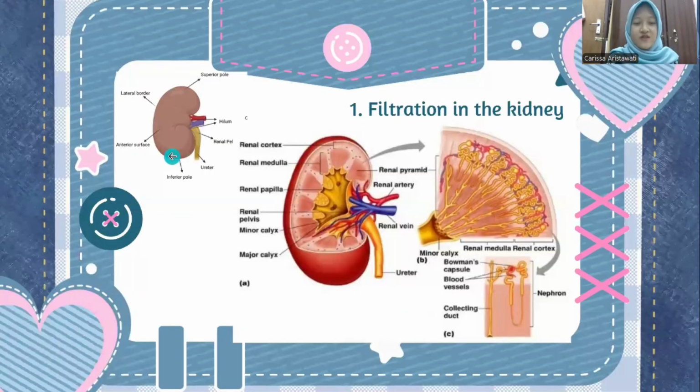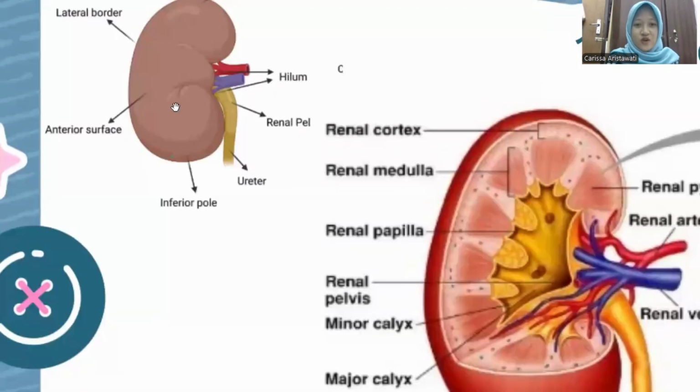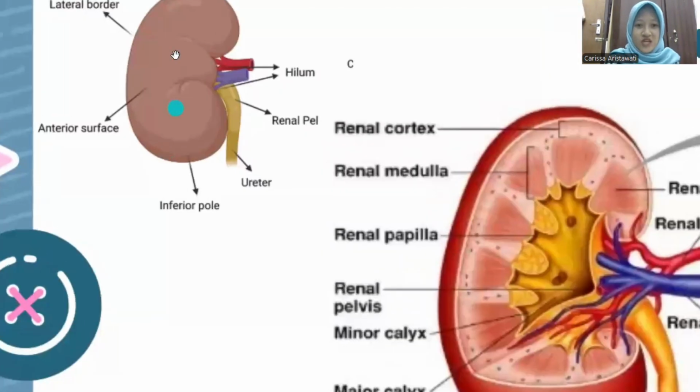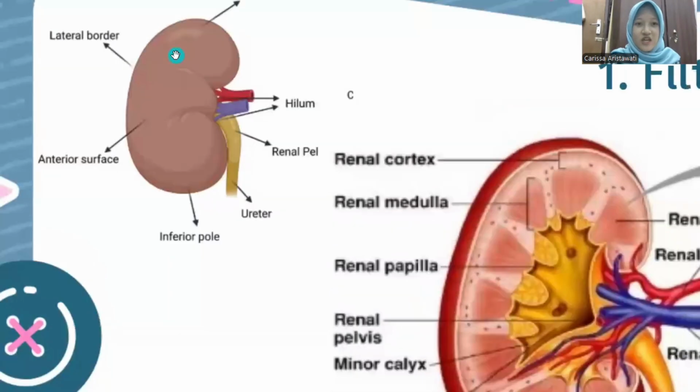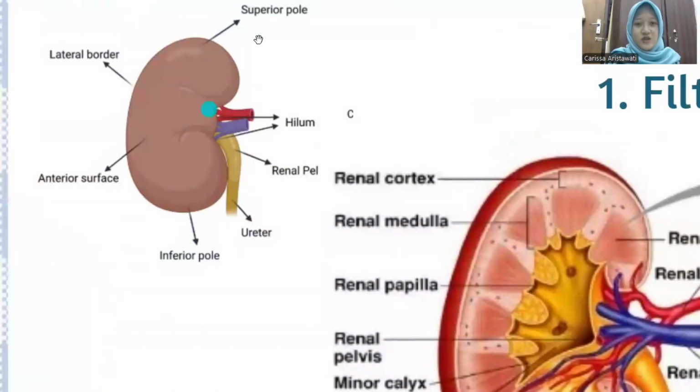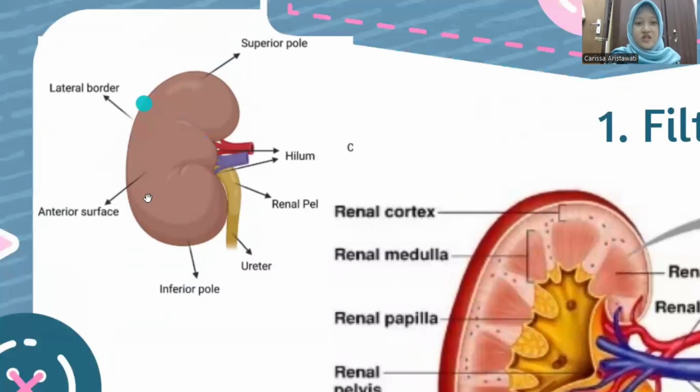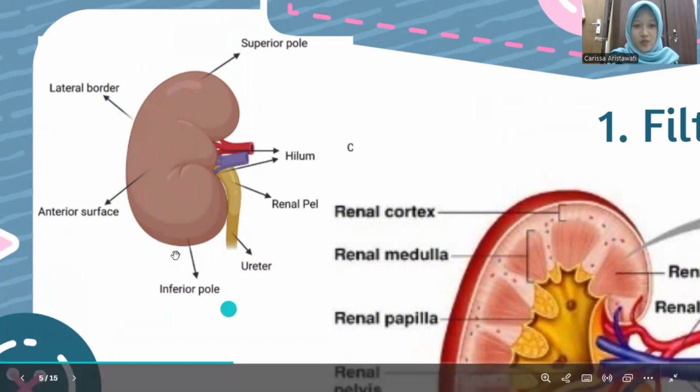If you take a closer look, actually the human body has two kidneys and the size is 10 to 12 centimeters. These parts are called the superior pole, and this part is called the lateral border. This part is called the anterior surface, and this below of the kidney is called the inferior pole.